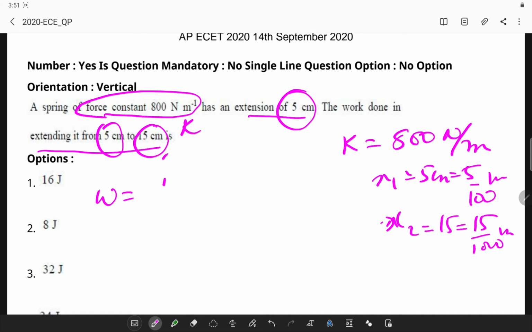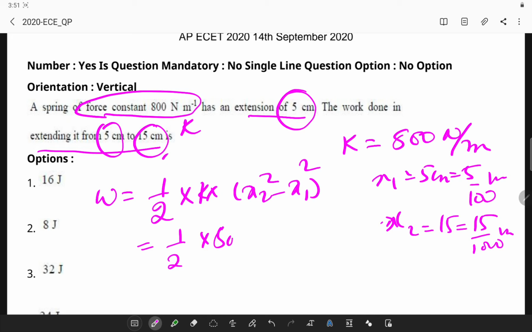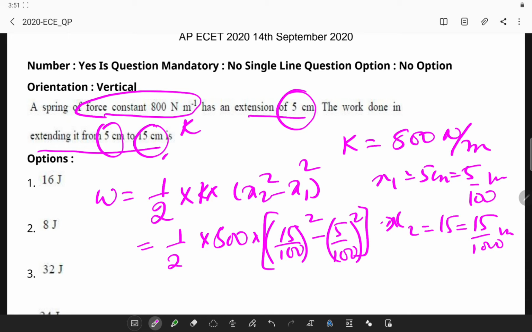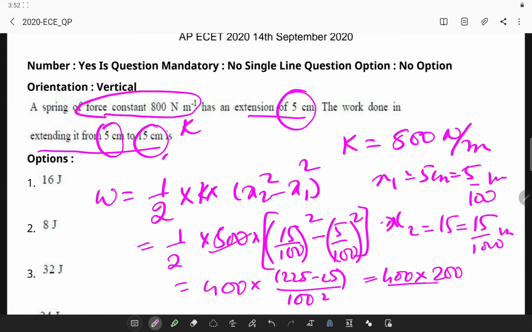We have the formula. The work done is half K into x2 square minus x1 square, or simply half 800 into 15 by 100 square minus 5 by 100 square. So this will be 800, half gets 400, into divided by 100 square. So 225 minus 25, or simply 400 into 200 divided by 100 into 100, which will be 8 joules.